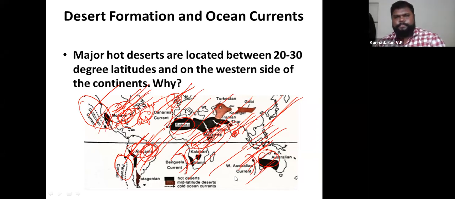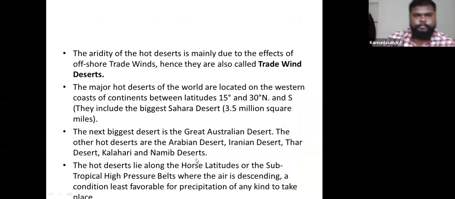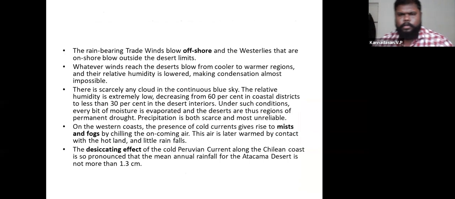So what happens is rainfall on the eastern side of the continent and no rainfall on the western side of the continent, because whatever rain bearing winds were there, they give rainfall. All the rainfall happens in the eastern part of the continent, thereby leaving nothing for the western continent. So offshore winds is one of the reasons. And then, as I said, the cold ocean current creates a desiccating effect. Desiccating effect means, when cold ocean current or cold wind enters into a warm region, what happens?